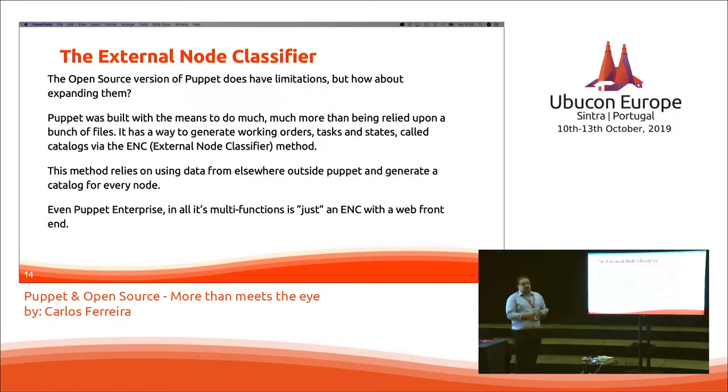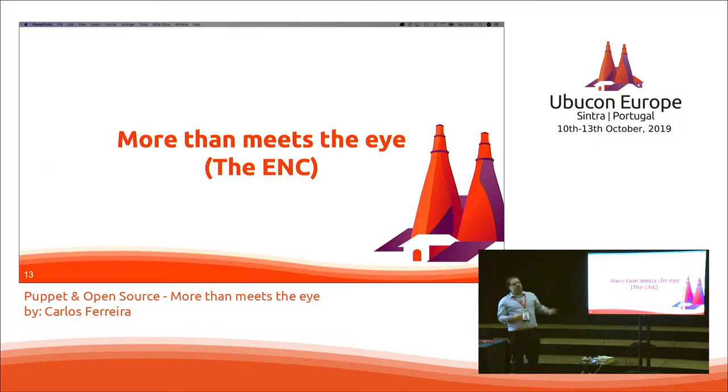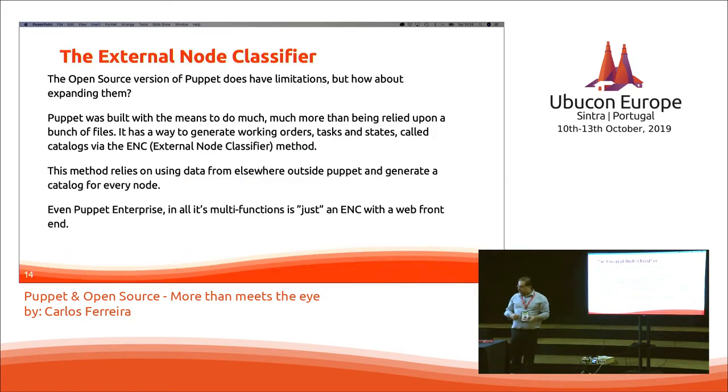The external node classifier, which is actually the ENC that is inside the title there. The open source version of Puppet has limitations. Can we expand them? Puppet was built and thought out to be much more than being relied upon a bunch of files. It has a way to generate working orders, tasks and states, something called the catalog they already mentioned a few times, via the ENC method, so the external node classifier. Basically, this method relies on using data from elsewhere and help or generate directly a catalog and feed it into Puppet for every single node.